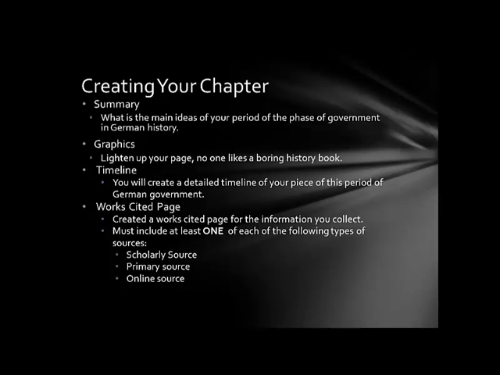You will be required to have at least one of each of the following types of sources in this works cited page. You will have to have a minimum of 3 sources. The first of which is a scholarly source, the second a primary source, and a third an online source. These 3 sources do not have to be in that order. Those 3 types of sources must be in your works cited page.